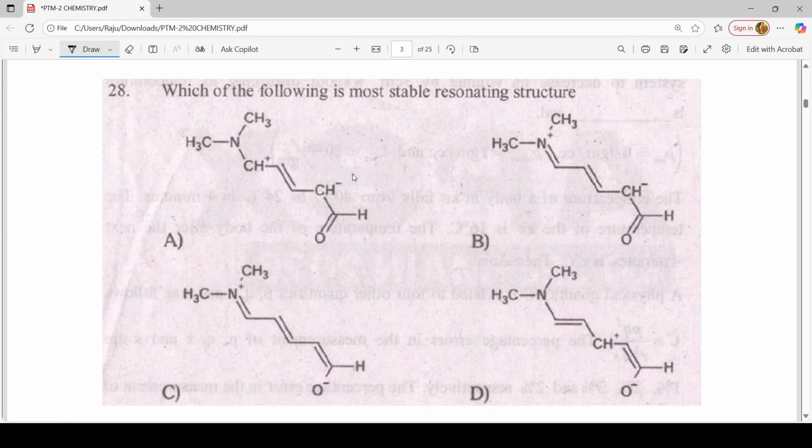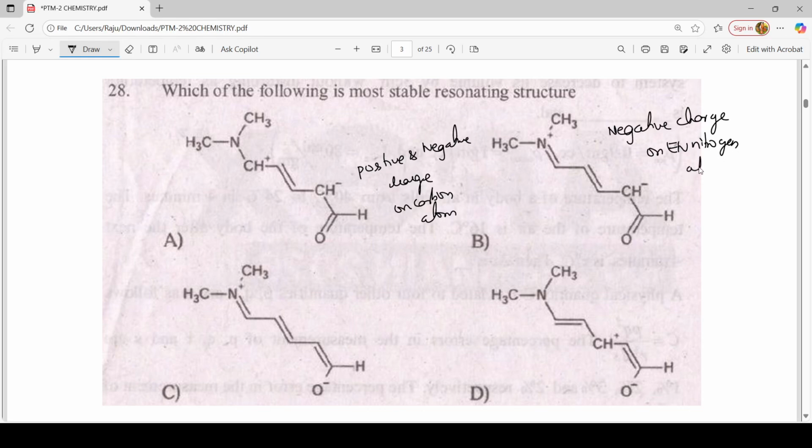In option A, there is a positive charge on the carbon as well as a negative charge on the carbon atom. Come to the case here: negative charge on the electronegative nitrogen atom. Sorry, positive charge on the electronegative nitrogen atom, students, and negative charge on the electropositive carbon atom.